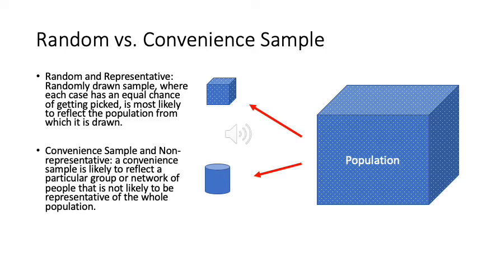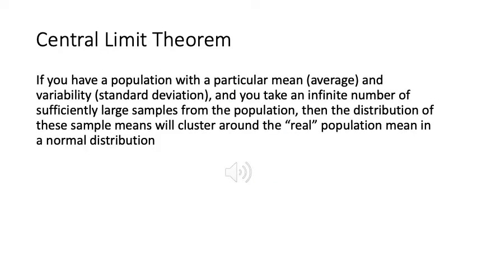So here I just want to quickly illustrate what the difference between a random and a convenience sample is. A random sample is going to be representative. So here we've got this larger population represented by this cube, and I'm taking a smaller cube out with a similar pattern because it's representative of the overall population. So that sample I took is going to give us a pretty good picture of the population as a whole. A convenience sample is by definition non-representative, and so there's no guarantee that the sample I took is going to look like the overall population. In this case, it's a cylinder that doesn't have the same pattern, just to represent the fact that it's not necessarily representative.